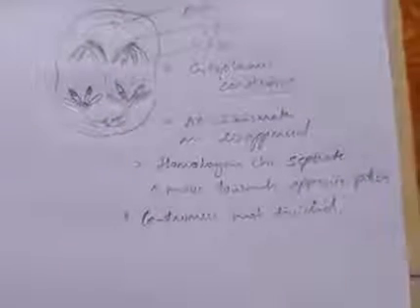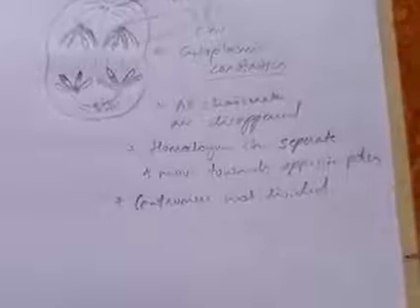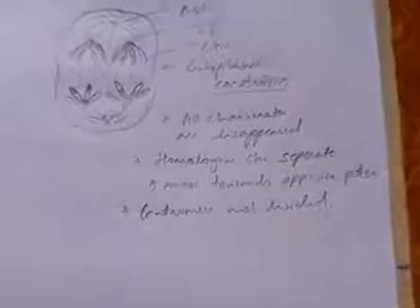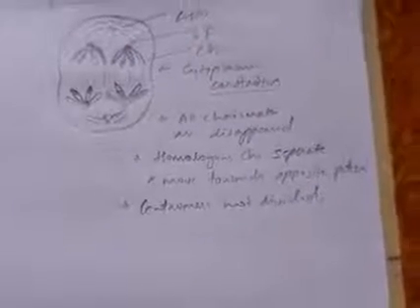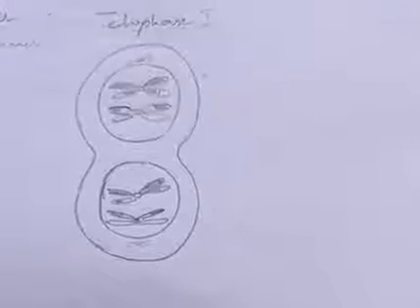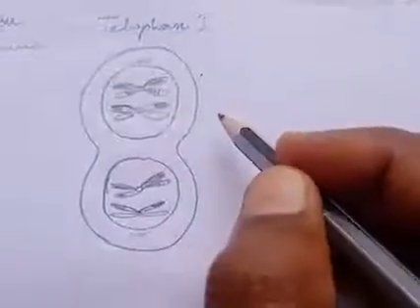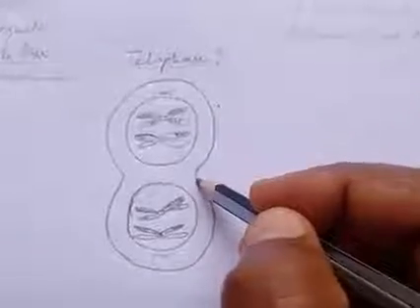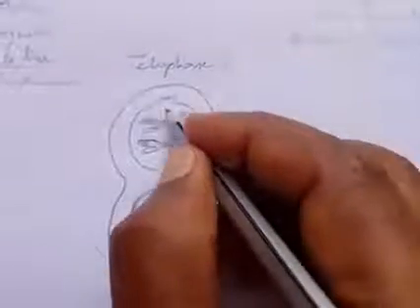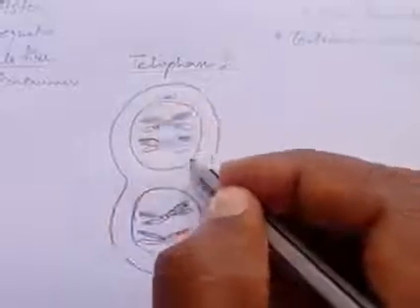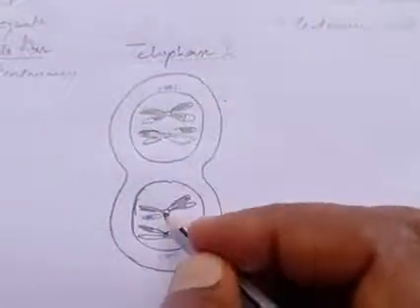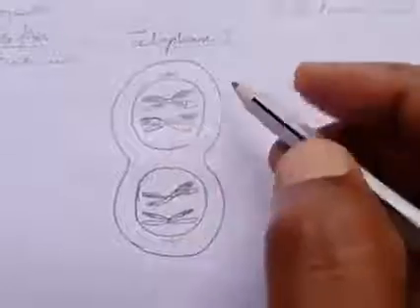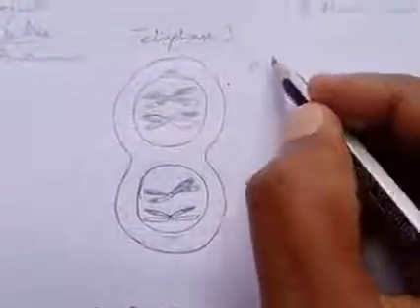And next we go for the telophase, right? Yes, in telophase the constriction becomes more, and the nuclear membrane reappears. Exactly, the chromosomes have moved towards the opposite poles.